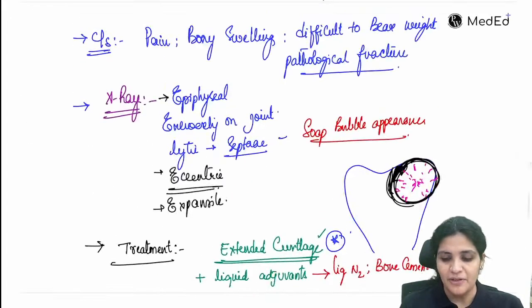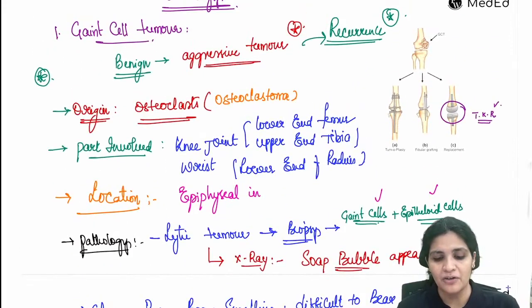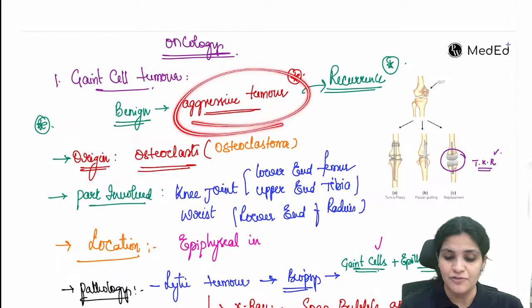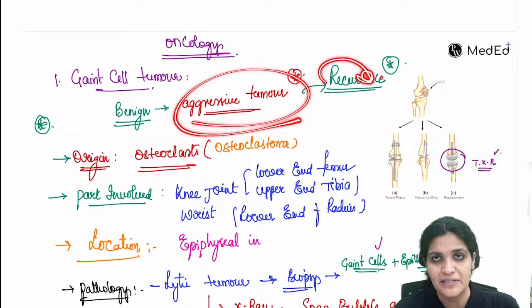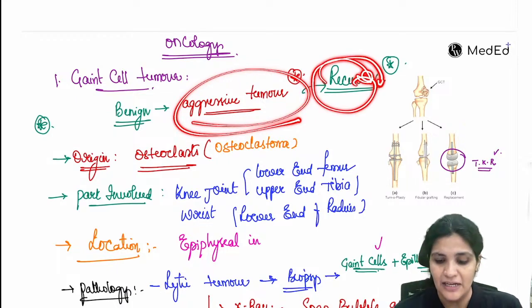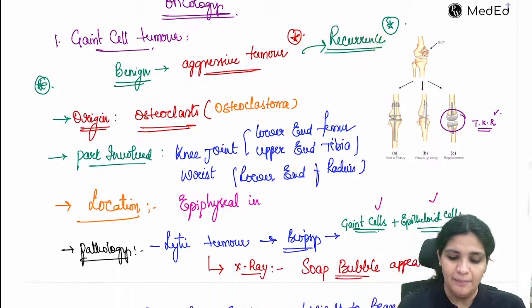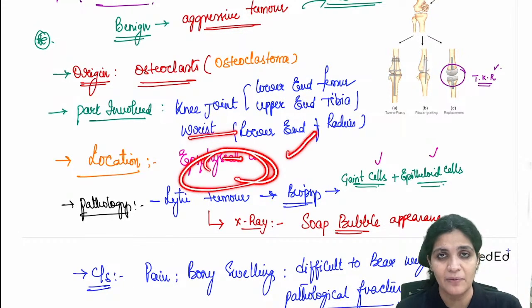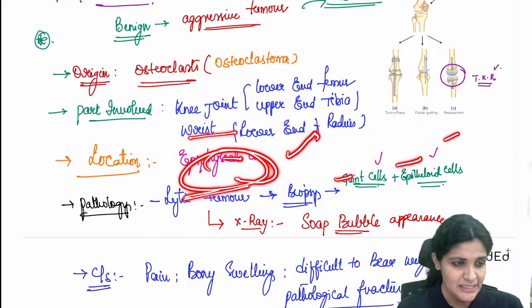Okay, that is about the giant cell tumor. First important thing you have to put is the benign aggressive tumor, because of its recurrence. The cell of origin is osteoclast, and the parts most commonly seen are the knee joint and the wrist. The location is epiphysis. This is very, very important. This is a lytic type of tumor. On the biopsy, you see the giant cells.